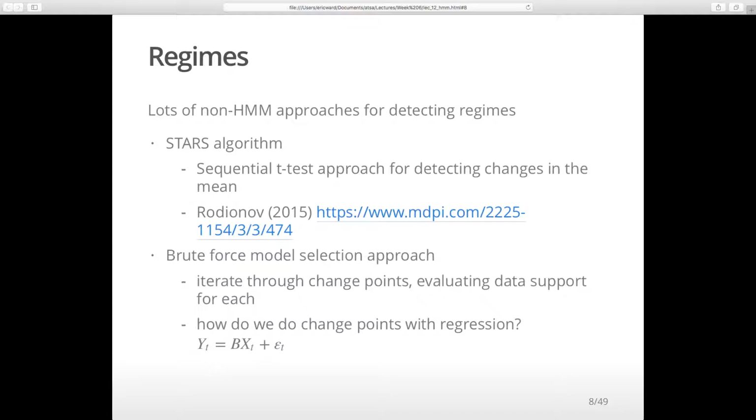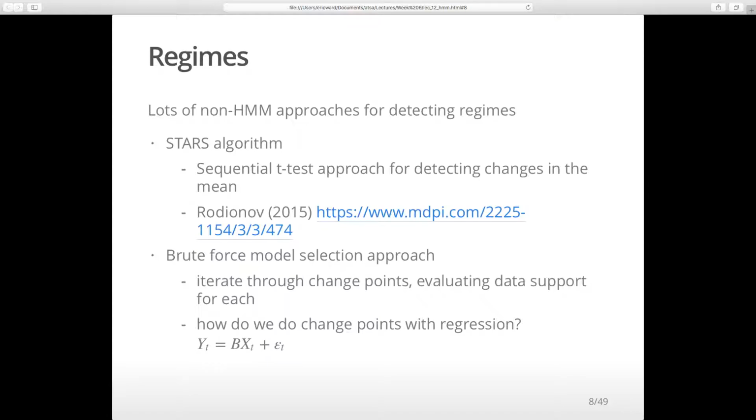Historically, there's been a lot of different ways for detecting regimes without the use of hidden Markov models. One of the more common has been what is known as the STARS algorithm. This is a sequential t-test approach where you divide the data and do a sequential t-test to detect, think about it like a running average, or a moving window running average, but you're looking for significant differences in the mean as you run this through the time series.